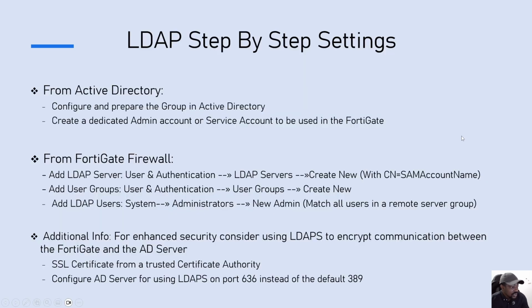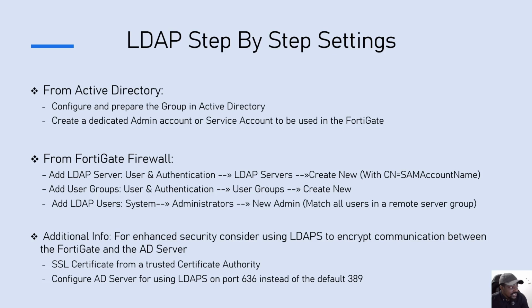What we are going to do in our practical test here is configure LDAP. So we are going to do server-based authentication with an LDAP server for Active Directory. We've already prepared our Active Directory, so we've configured and prepared a group of users in Active Directory. Also, it is recommended to create a dedicated admin account or a service account that is going to be used on the FortiGate. So you create the service account from the Windows server.